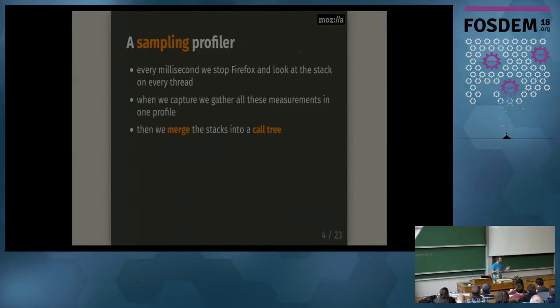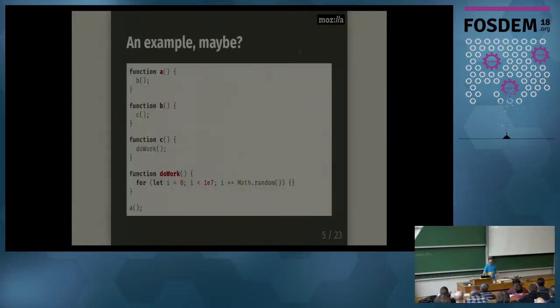A sampling profiler is something inside Firefox that stops your Firefox every millisecond, or the interval, you can configure it, but 1 millisecond by default, and looks at the stack. The stack is the order of functions that were called at this specific moment in time. We do that for every thread and every process, and then we capture all these measurements and merge them into a profile that we can analyze. And we merge the stacks into a code tree. Those are technical jargon words that we use, but they are important to understand.